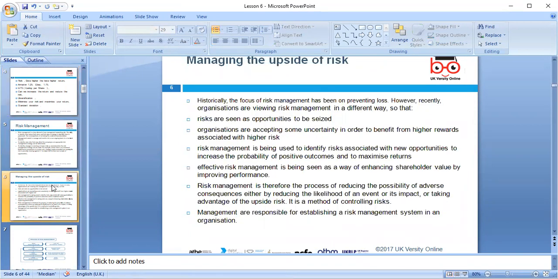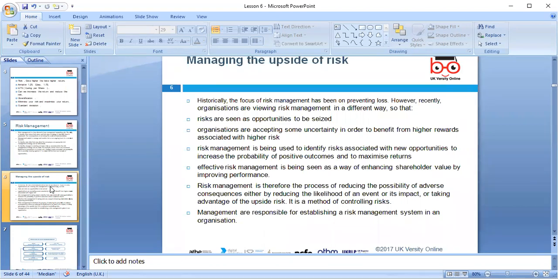Okay, managing the upside of the risk. A lot of people think risk is a bad thing. Risk is a probability of something happening. It can be good, it can be bad. Risk does not always mean bad. Those who take high risk expect high return, but you have to think about how much risk you can bear. Risk management focuses on preventing loss. However, recent organizations view risk management in a different way: risk is seen as an opportunity to be seized. Organizations are accepting some uncertainty in order to benefit.